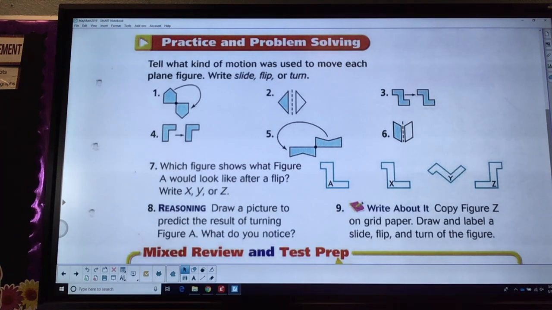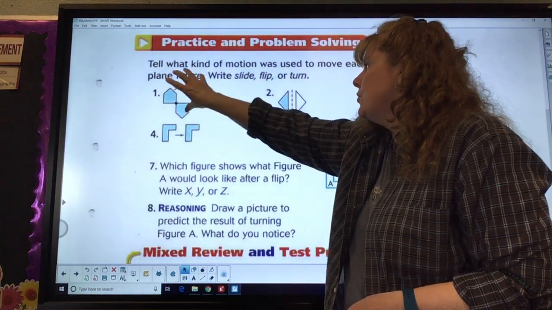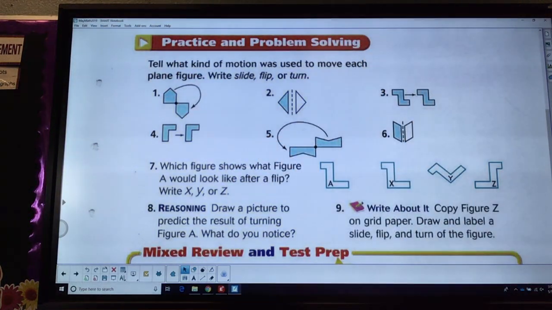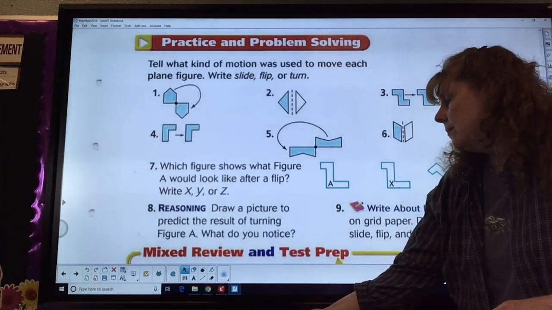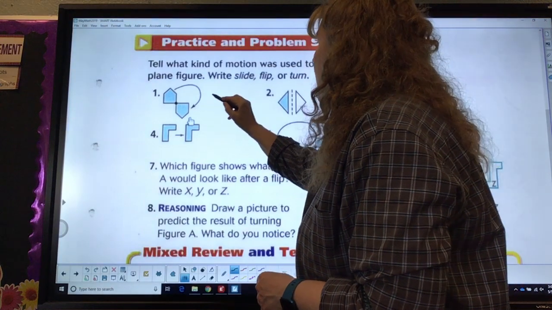Okay, let's go ahead and take a look at what kind of motion was used to move each of these plane figures. We're going to write slide, flip, or turn. Just keep in mind that there are also translations, reflections, and rotations. And we're going to take a look at how we know these things. Okay, if you look at number 1, we've taken this figure and we've moved it. We have turned it, or we have rotated it. Okay, so what would we write on this first one? Well, if I'm rotating it, we're going to write that we turned.